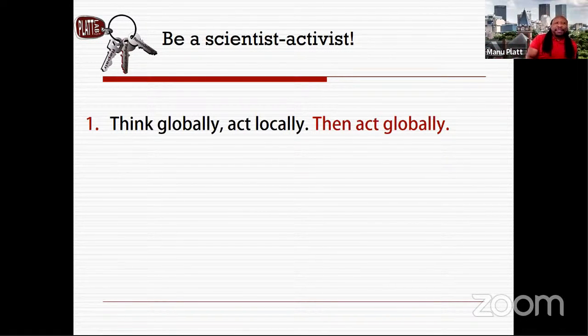So again, I also think globally, act locally. This was a slogan I used to see on my after school programs in the 80s and early 90s. But again, the world shrunk for a while. So I say then act globally. Now the world has expanded again with COVID-19 and quarantine, but we'll get back there.